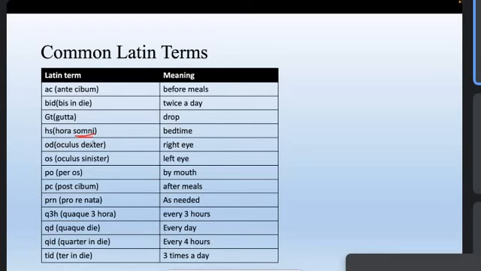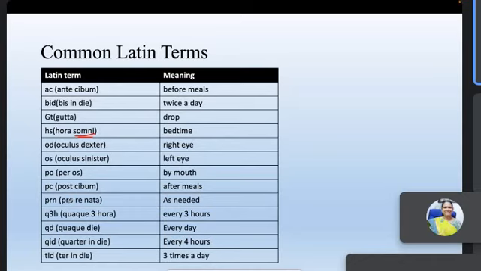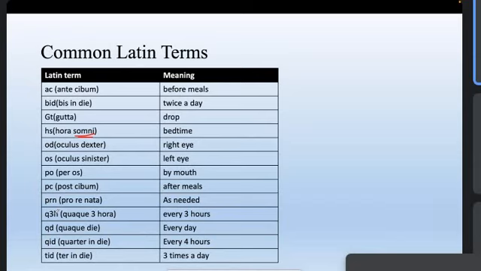So oculus dexter means right eye. Oculus sinister is left eye. So per os, PO. So we usually call this per oral also nowadays. So it is by mouth. PC is post cibum. So that is after meals. PRN is pro re nata, as needed. Q 3 hours. Q means every. So it is every 3 hours. QD means every day. QID is every 4 hours. TID is thrice a day.